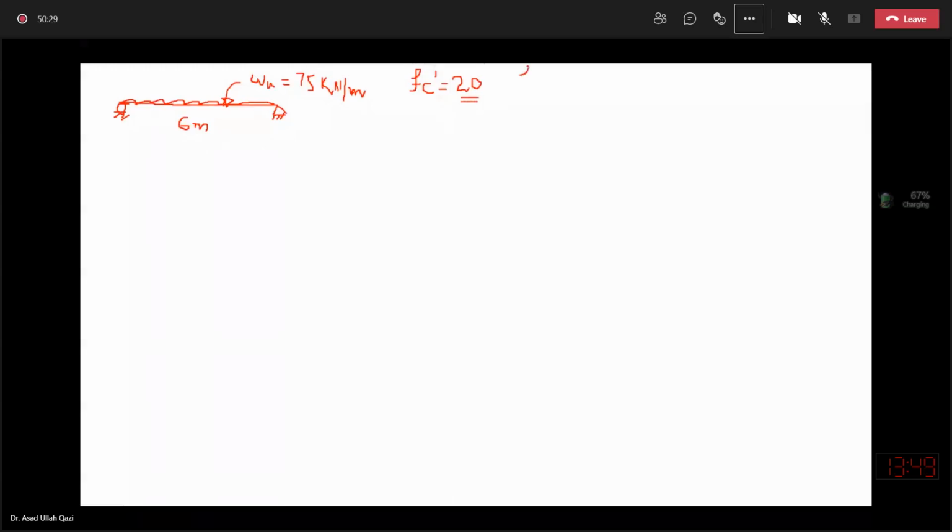While tension test on steel bar will tell you the steel grade, and in this problem, we want to design the beam with steel of yield strength 420 megapascal. So this is the statement given to you.